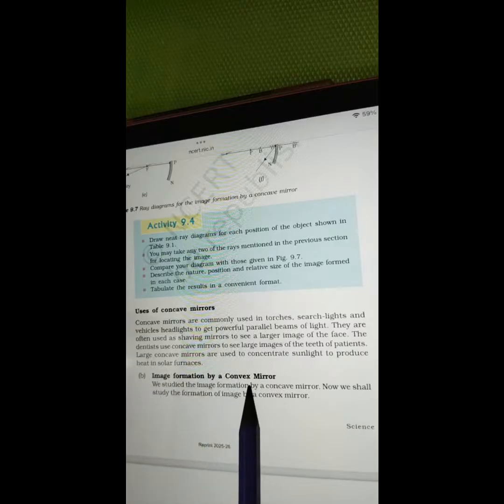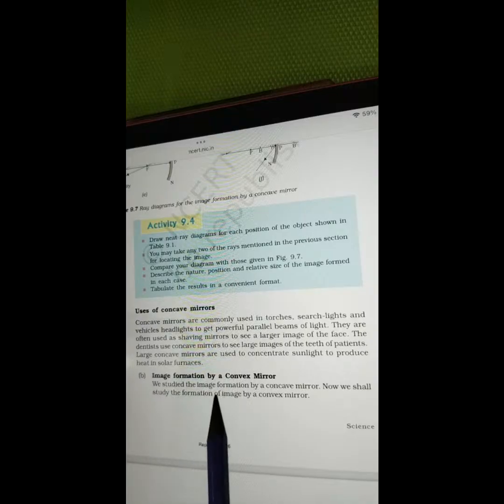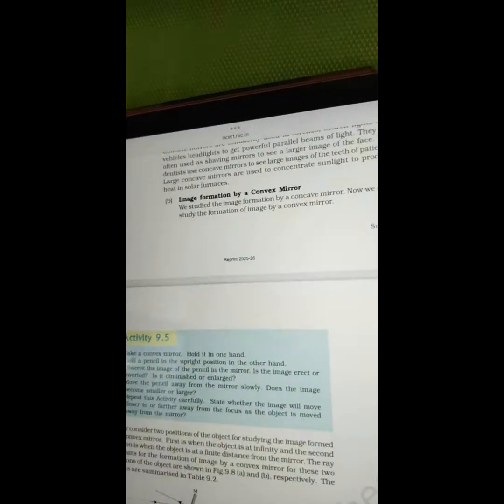Image formation by convex mirror. We studied the image formation by the concave mirror. Now we shall study the formation of image by a convex mirror. Activity 9.5. Take a convex mirror, hold it in one hand, and hold a pencil in the upright position in the other hand. Observe the image of the pencil in the mirror.